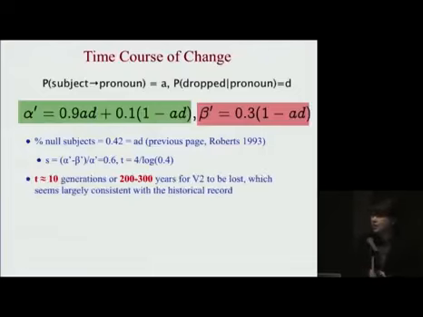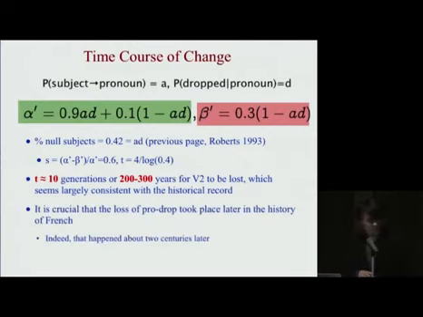Okay, so I don't know how long you want to attribute a generation to the ancestors, the French. But let's say roughly 20 to 30 years. So that means that we expect it to take about 200 to 300 years for the change to go to completion. That's more or less correct. Again, that's a prediction you can make on numerical grounds.